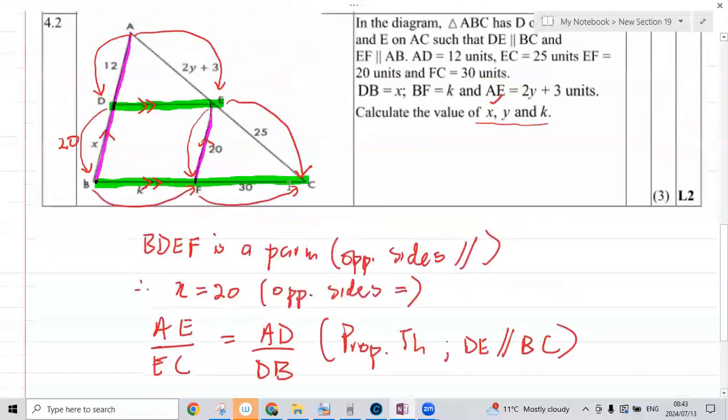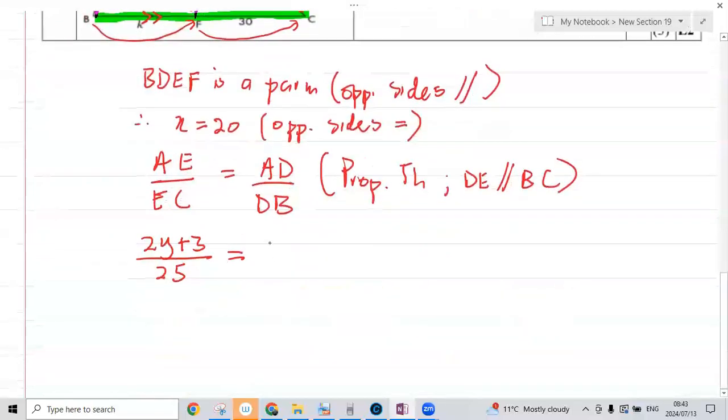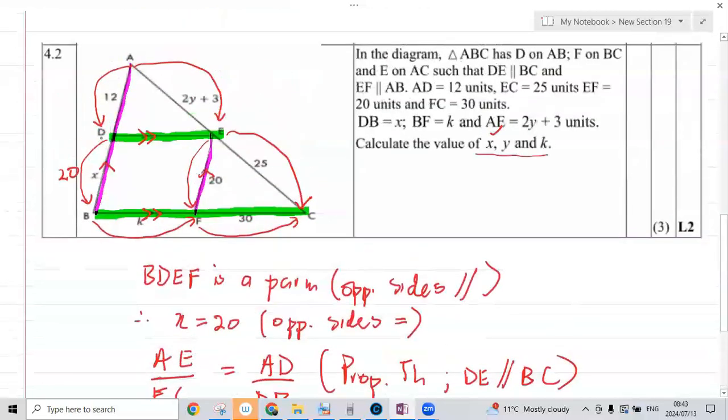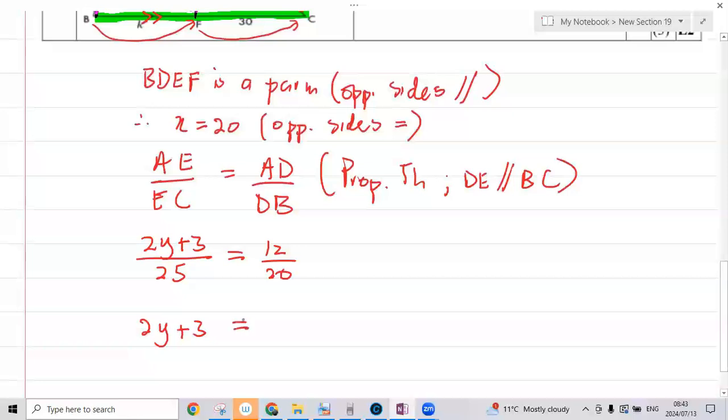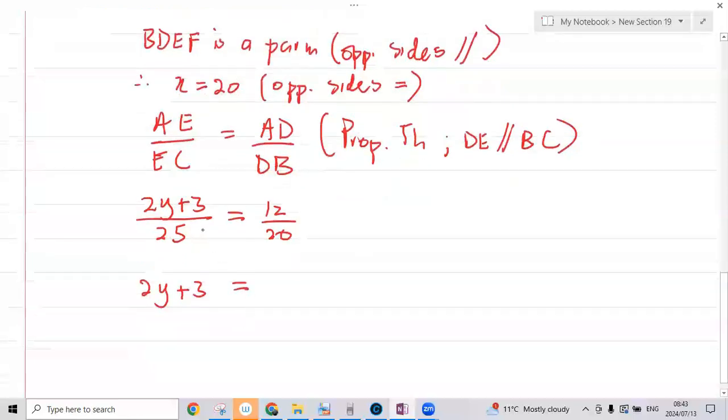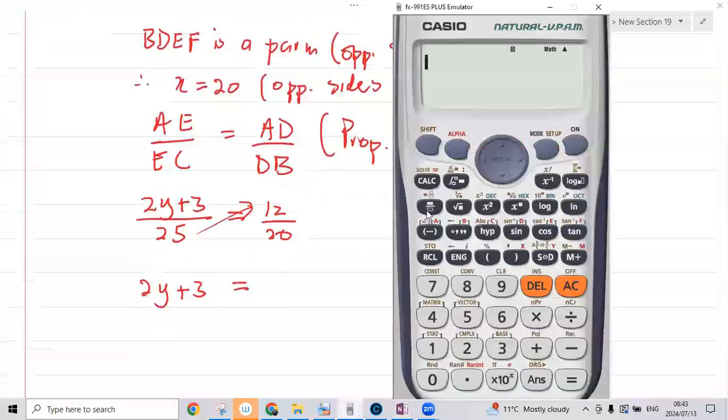Equals to AD. AD is 12. And here now, we know that X is equal to 20, so DB is going to equal 20. So therefore, 2y plus 3 equals 2. Now, learners, once again, let's cross multiply there. 25 times 12 divided by 20. So we're going to get 25 times 12 all over 20 equals to 15.